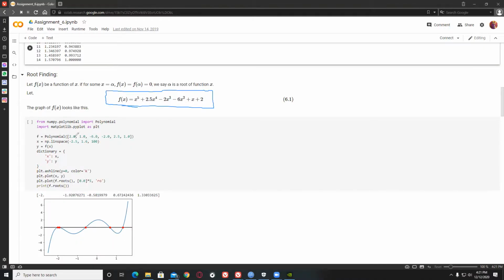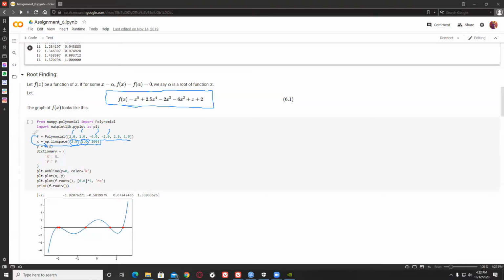So to generate a polynomial from the coefficients, we will use NumPy's polynomial class. And this is the constant. This is x to the power 1, x squared, the coefficient of x cubed, and so on. And also, we will generate a number of data points, x, ranging from minus 2.5 to 1.6. We will have 100 points in this range. And applying the polynomial to these x values, we can generate a y list.